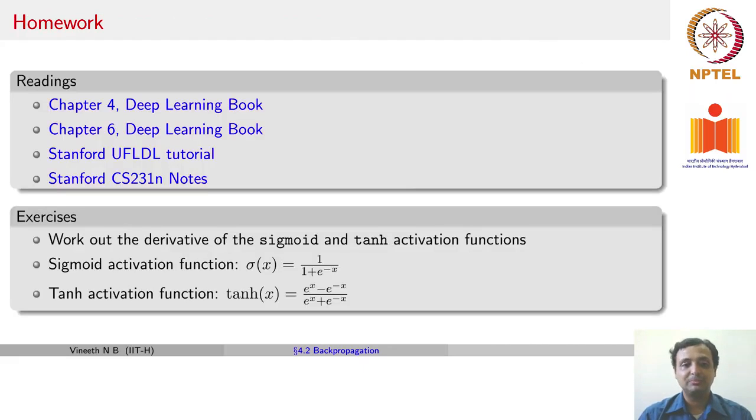For further readings, please read chapter 4 and chapter 6 of the Deep Learning book. Not all sections in these two chapters may be relevant, so I'd advise you to read what is relevant to the sections that we've covered so far. Also go through the Stanford UFLDL tutorial and the CS231n notes. The links are right on this slide if you're interested.